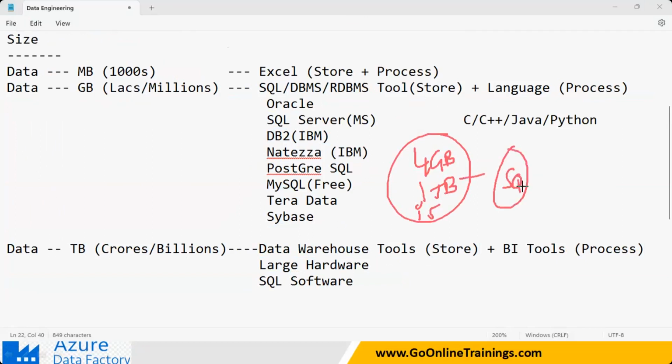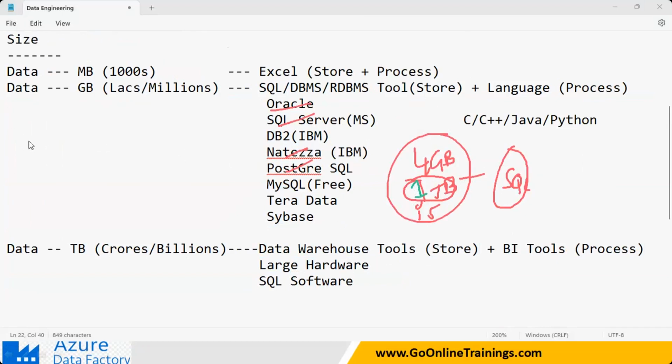What I'm trying to do is install SQL Server, or Oracle, or Netezza, any one such software, on my laptop. I'm going to be storing the data. What is the maximum data I can store? 1 TB. Why? This is the maximum capacity. I'm talking about the 1 TB of hard disk I have in my computer. Even though I have SQL here, I will only be able to store this much data.